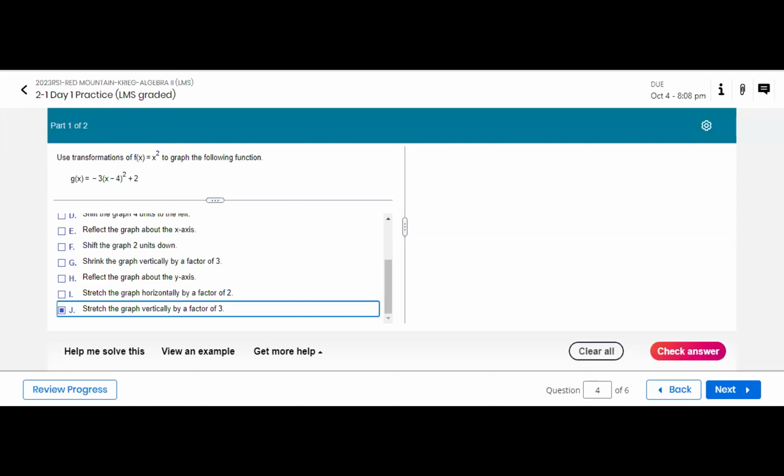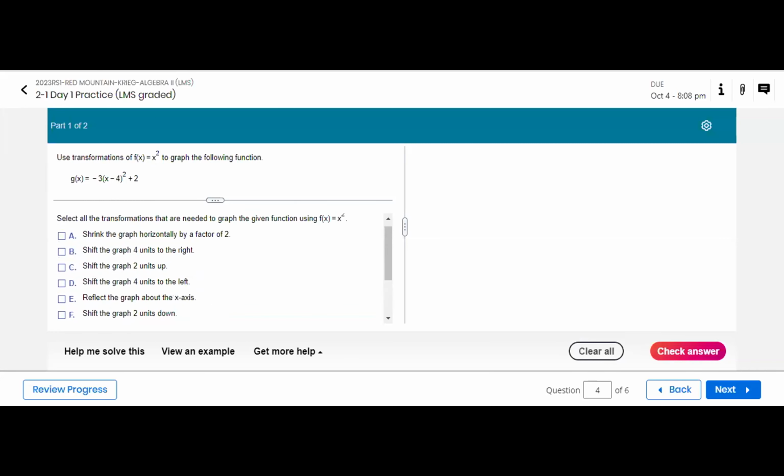How about the -4 inside parentheses? That would be right 4, right? And then this would be going up by 2. Yep.